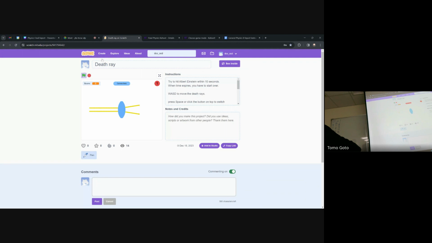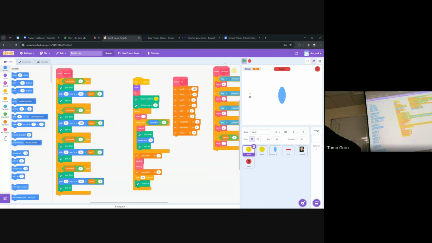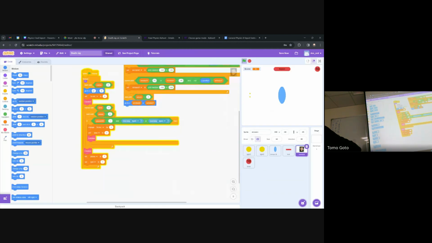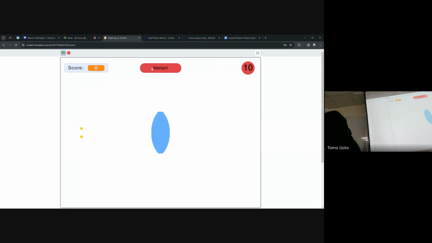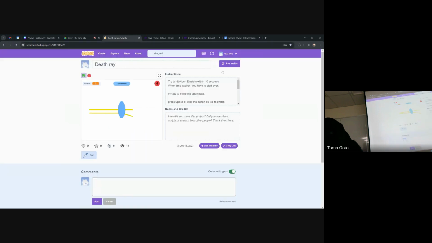Oh wait, I forgot to unhide Einstein. Give me a second. The Wi-Fi is quite slow. And so when the timer expires, you have to click restart. So let me restart. This is like a bug as well.